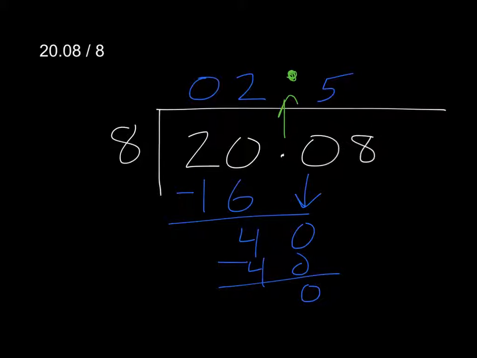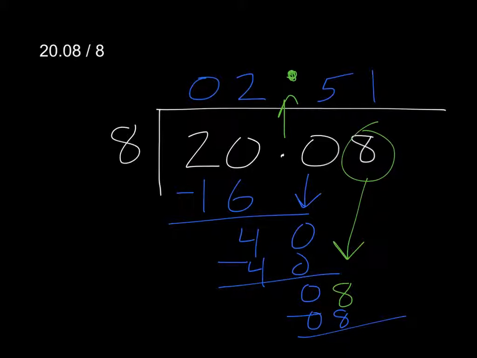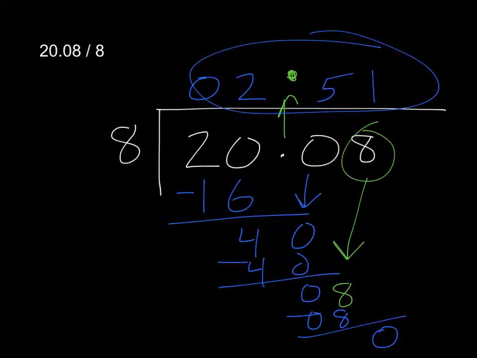Now, a lot of people will stop here, but don't forget that we still have this 8 that needs to be brought down. So don't ignore the 8 hundredths. Okay? 8 goes into 8 hundredths once. So you have 8 hundredths still, and 8 hundredths minus 8 hundredths is 0 hundredths. So we see that our solution is 2 and 51 hundredths.